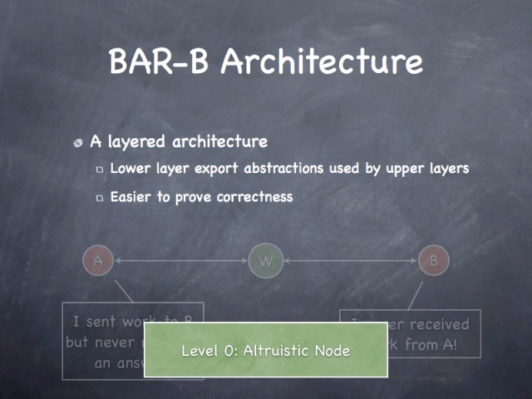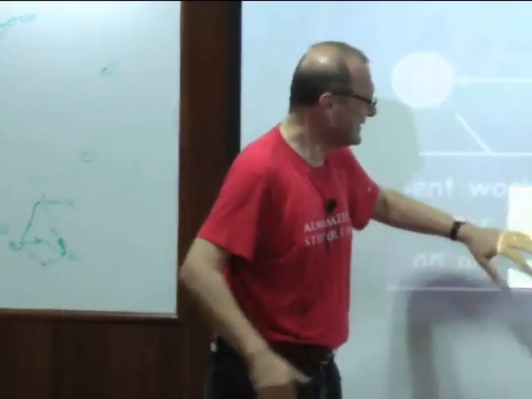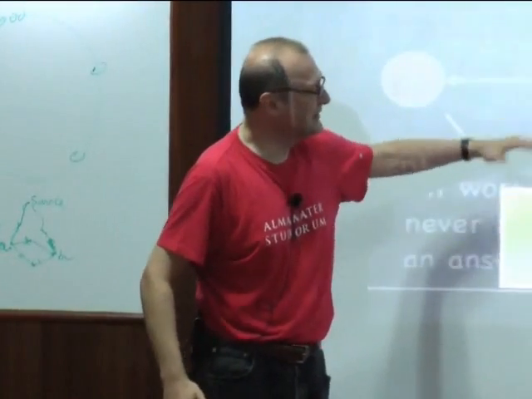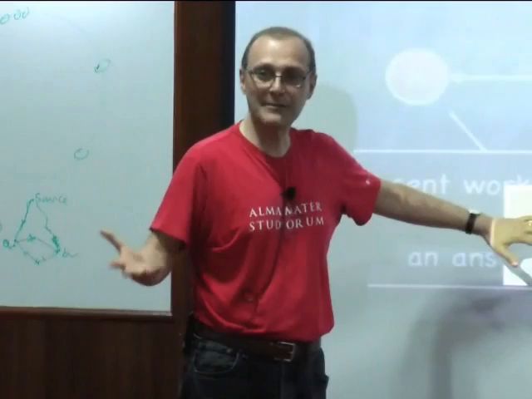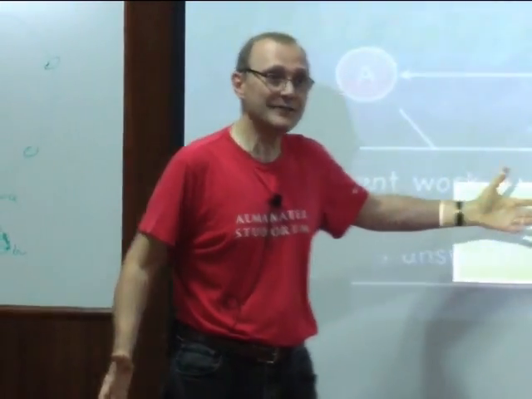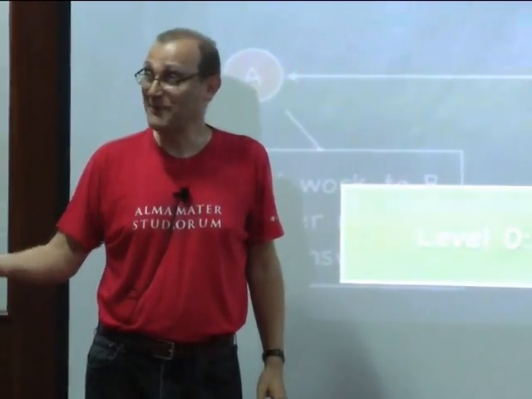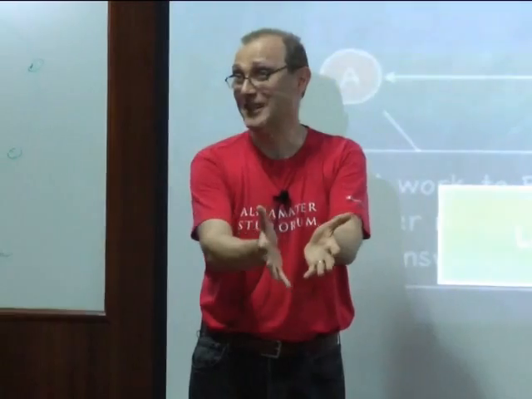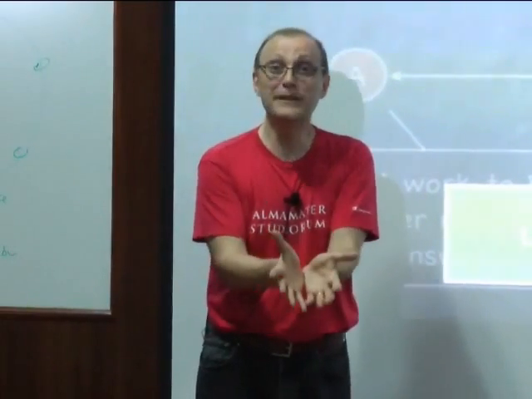Forgive me, I got sidetracked. The point that I was making here is, as you're building this system, it's really nice to have some abstractions that you can rely upon. So one abstraction that would be nice to have is the abstraction of an altruistic node. One simple way to implement that abstraction is to have an altruistic node. But if you don't have it around, can you build it?